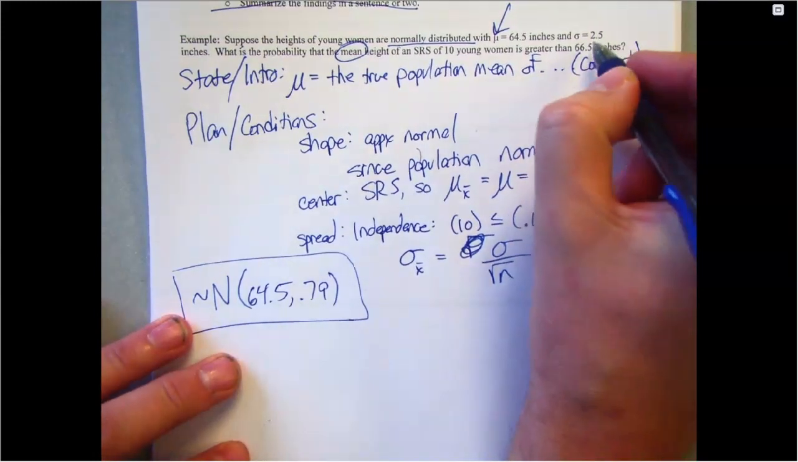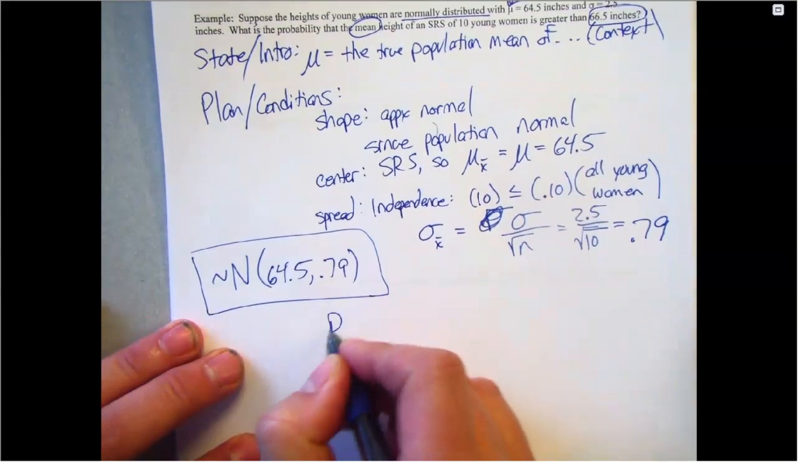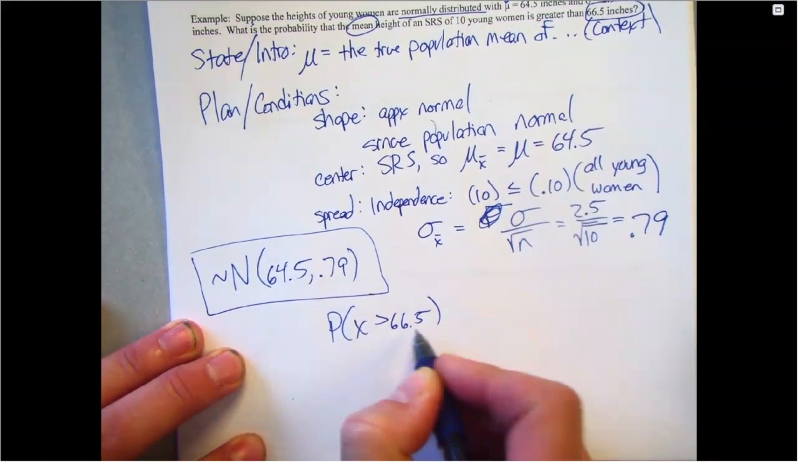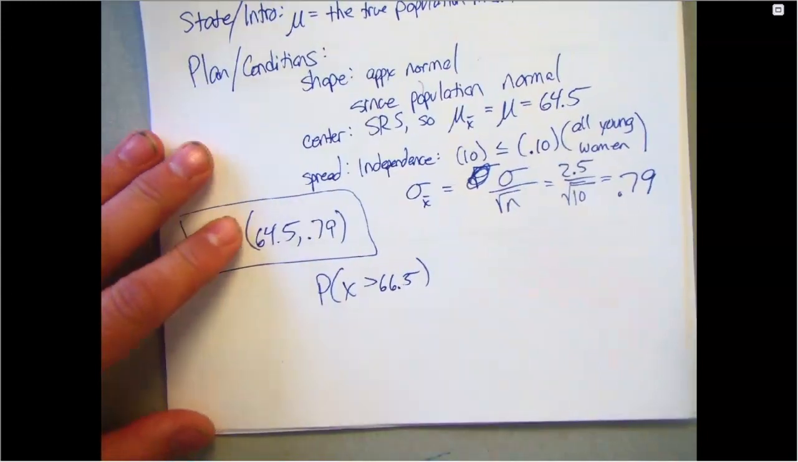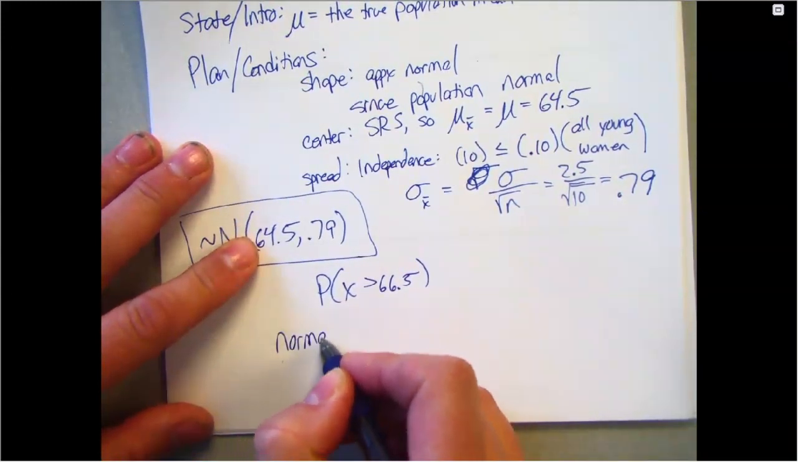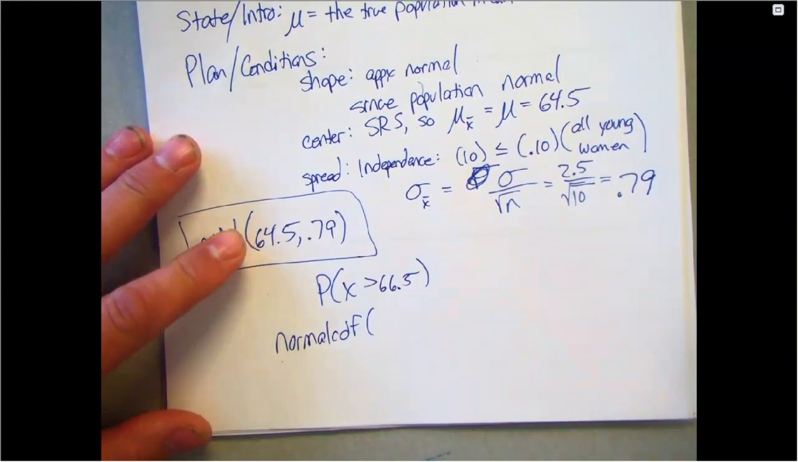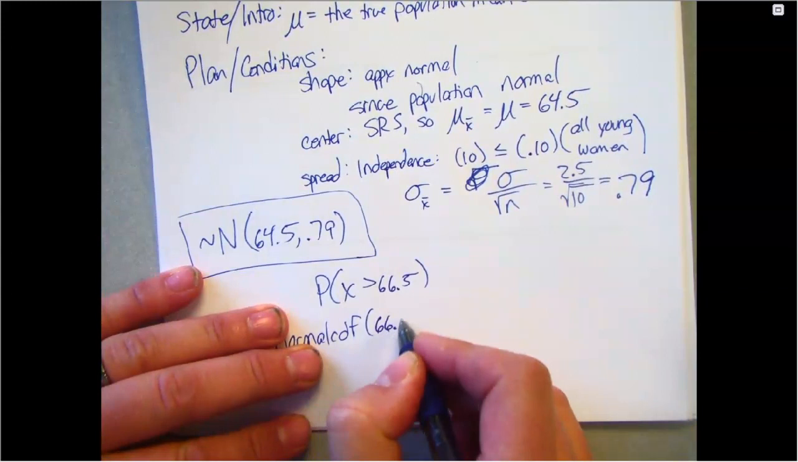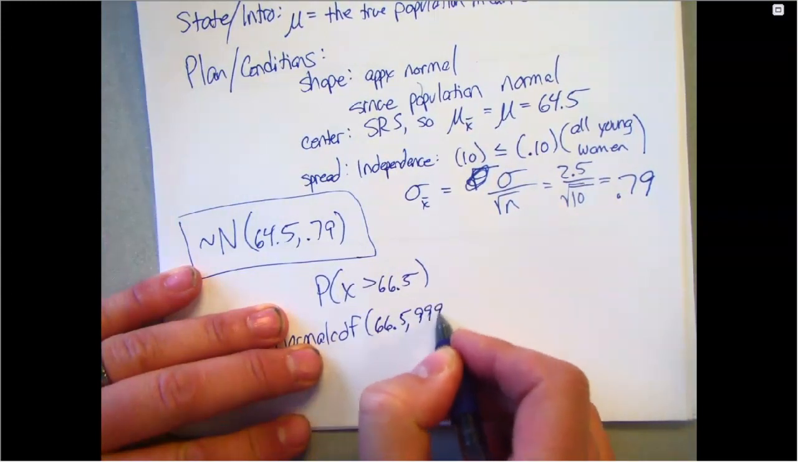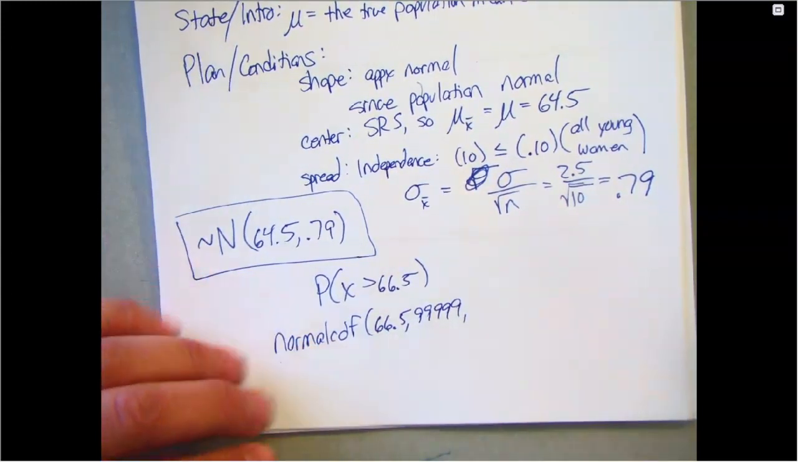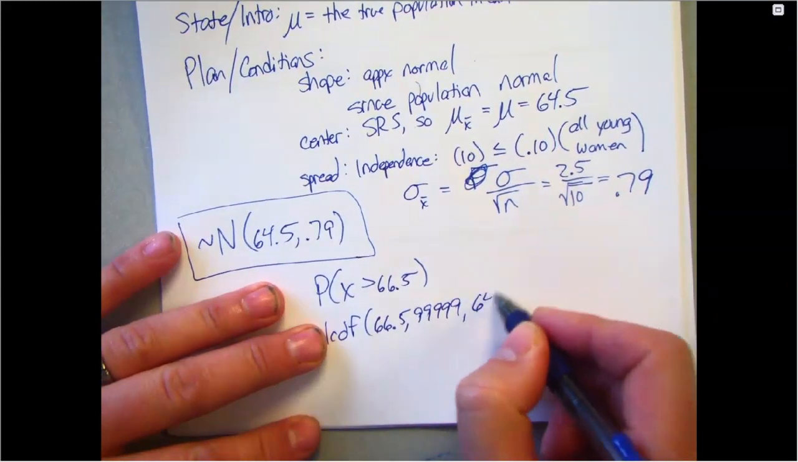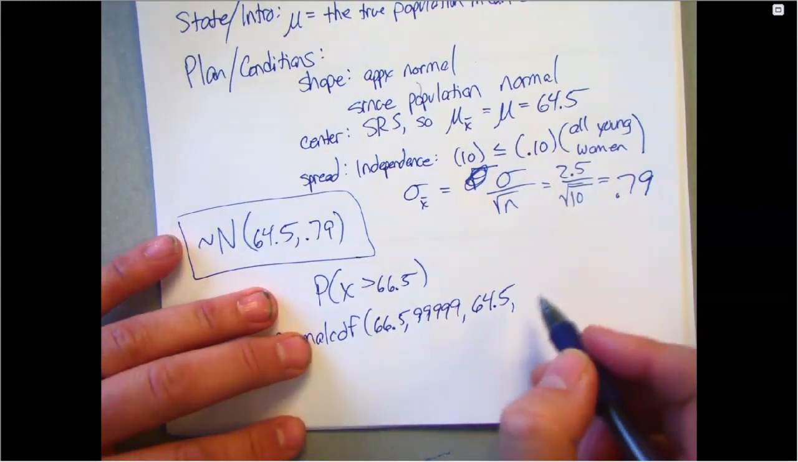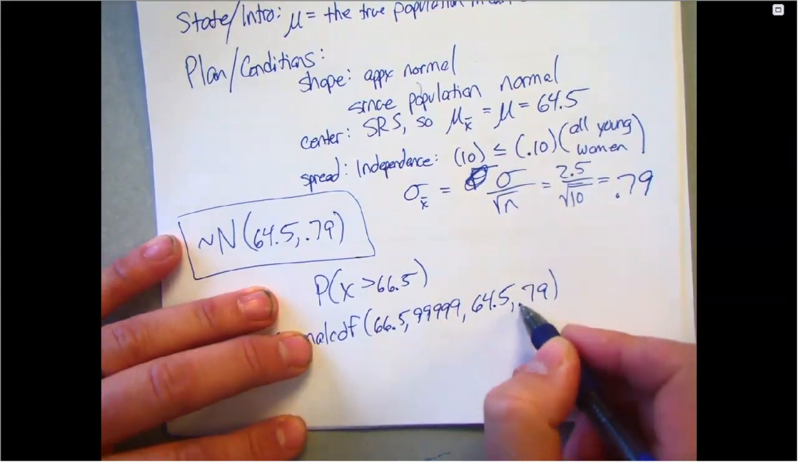So what they're asking is greater than 66.5. So they're saying what's the probability X is greater than 66.5. And that's going to be normal CDF, greater than 66.5, comma 99999. Tell the calculator the mean, which is 64.5. And tell the calculator the standard deviation, which is 0.79.